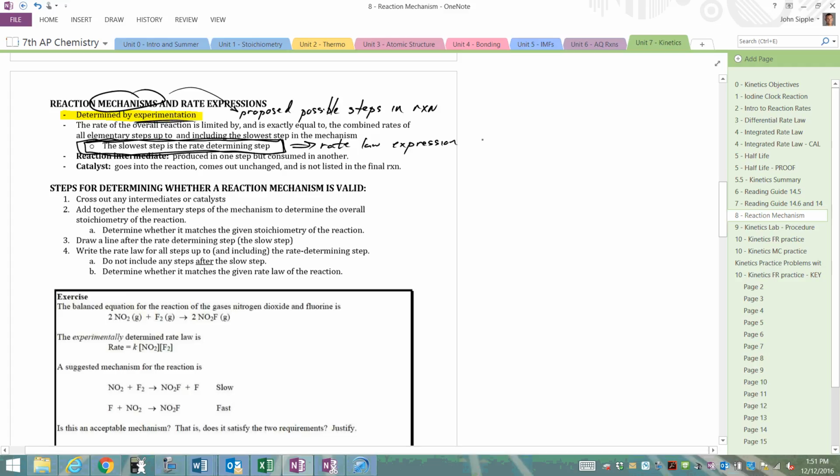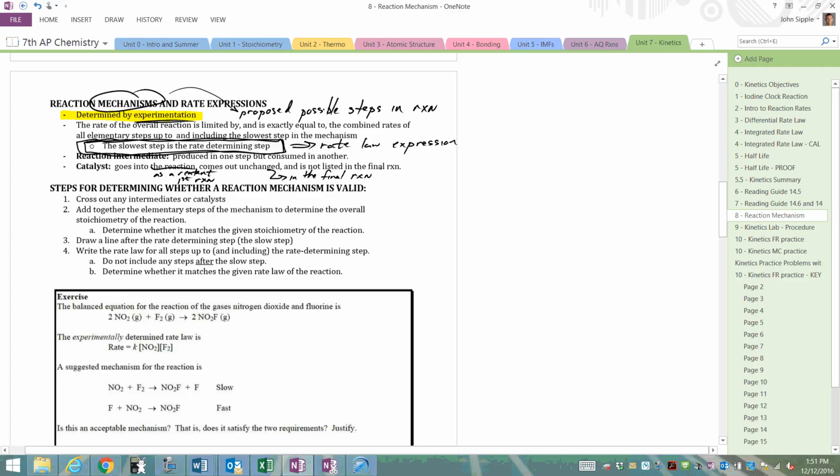So we talked about a reaction intermediate, produced in one step and consumed in another. The catalyst, I want to clean this up a little bit. It goes in as a reactant in the first reaction and comes out unchanged in the final reaction. So it goes in as a reactant, comes out as a product, unchanged. That's a catalyst.